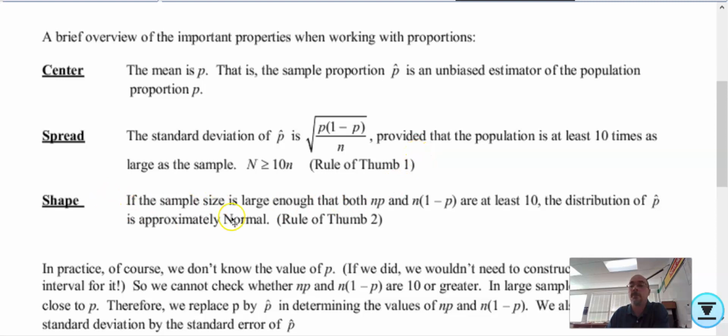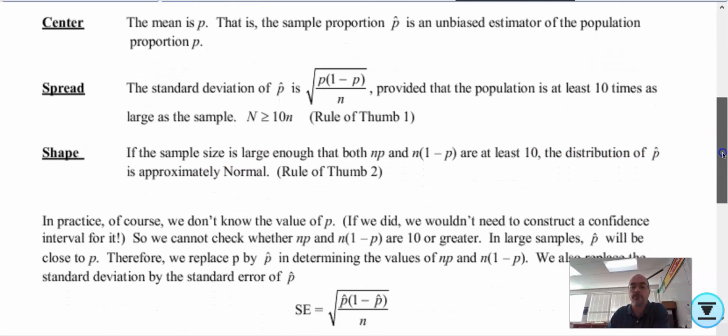Okay, the population. Shape. If the sample size is large enough, then N times P and N times its complement are at least 10. The distribution of P hat is approximately normal. Okay, rule of thumb number two.